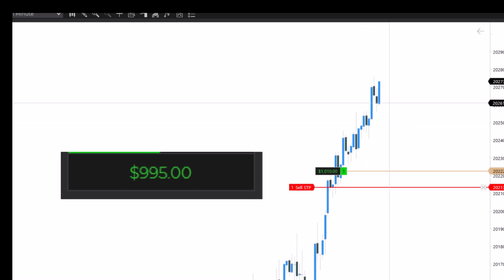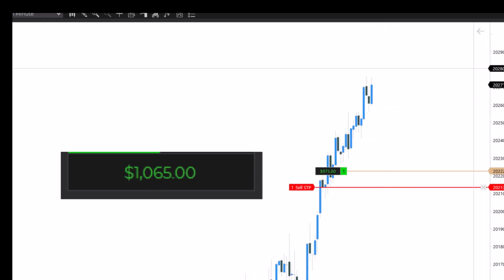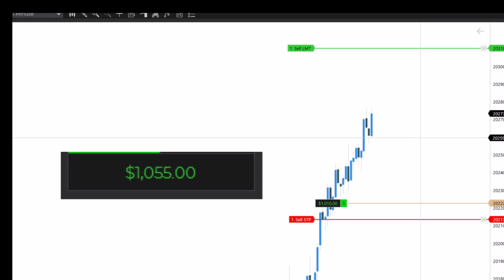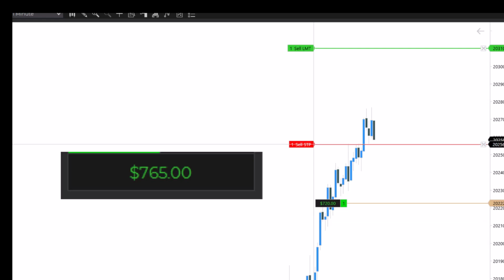I saw this big pull up, and it was kind of an exhaustive move. And at this point, I moved my stop loss much closer to accept whatever the market gives me. So we take that profit, and that is the power of trading fair value gaps and liquidity. I hope that this explanation made sense to you guys.